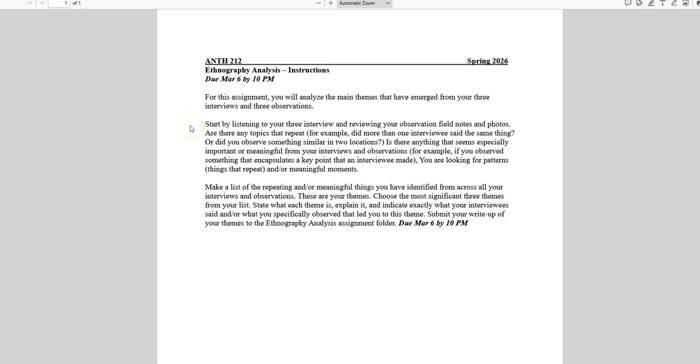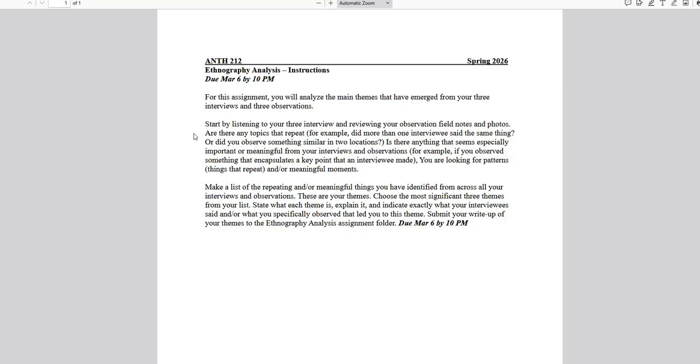You're going to start by listening again to your 3 interviews and looking again at what you took down as part of your observation. That should include field notes and the photos you took. And you're going to look across all 6 of those items, or listen and look across those 6 items, and look for anything that repeats, right? Are there any topics that come up more than once?